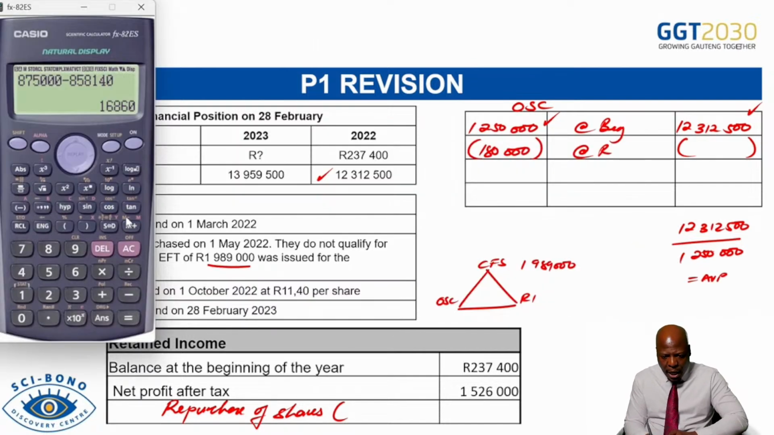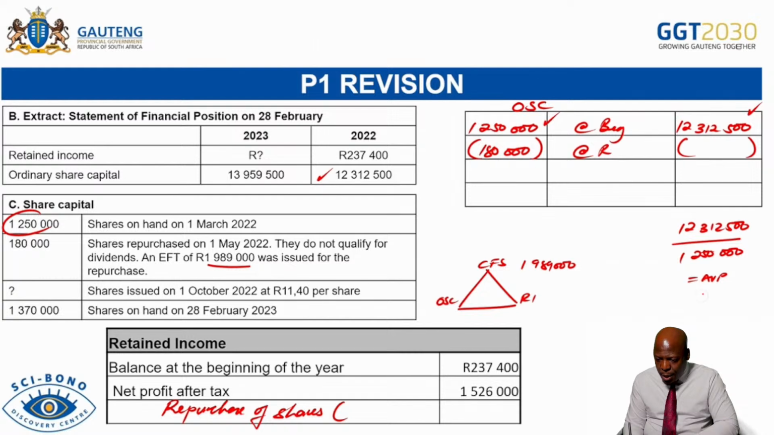So I'm now going to say the 12,312,500, and then we're going to divide by 1,250,000, and then that's going to give me 9 rand 85. Okay, so my average price per share is 9 rand 85.